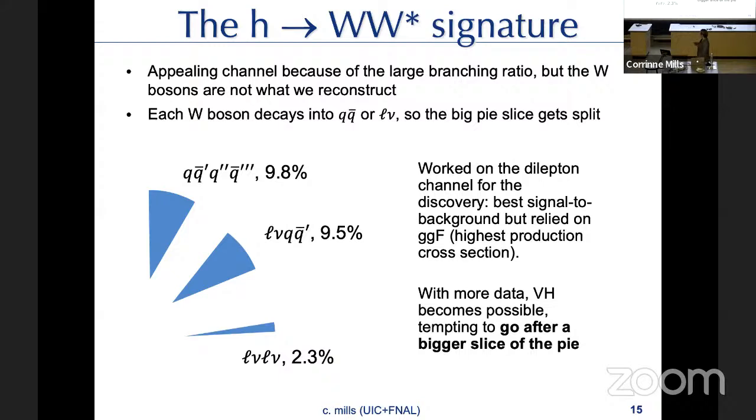And until recently, the main channel was the dilepton channel because it has the best signal to background. So even though that's the tiniest slice of the pie, that was the channel that contributed to the Higgs discovery. And so this was actually what I worked on there. It has the best background, but relies on gluon fusion, the highest production cross section. With more data, the VBF production mode becomes accessible. And I got interested in going after a bigger slice of the pie.